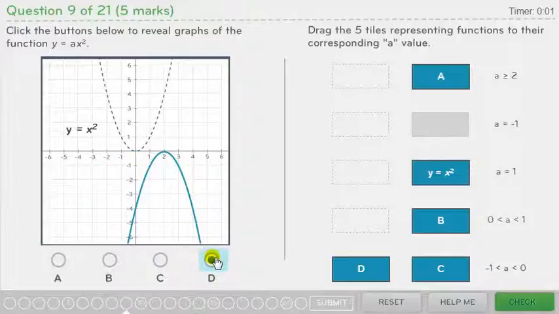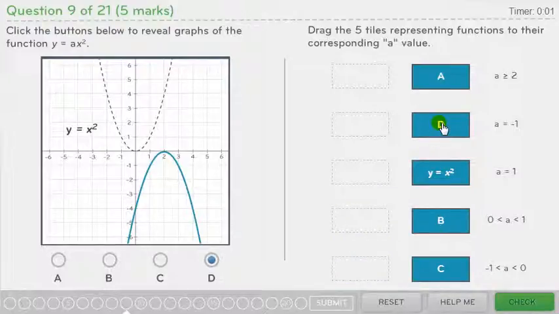And lastly, graph D. So graph D is also flipped where it opens downwards. So our a value needs to be negative. And if I count over 1, it goes down 1. Over 2, it goes down 4. So it follows the same pattern as the basic function. Therefore, our a value is negative 1. Negative because it's flipped downwards. And 1 because it follows the basic pattern.